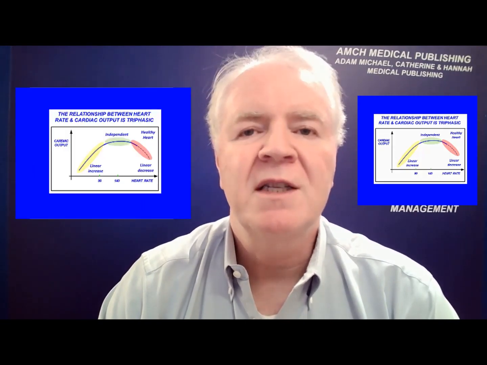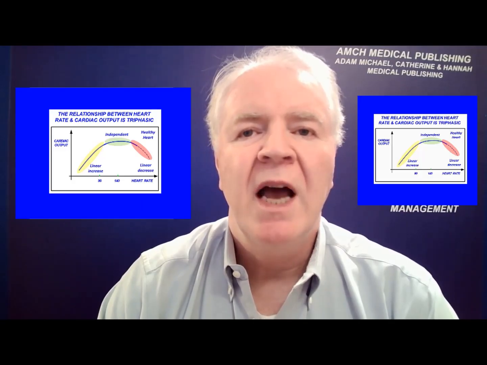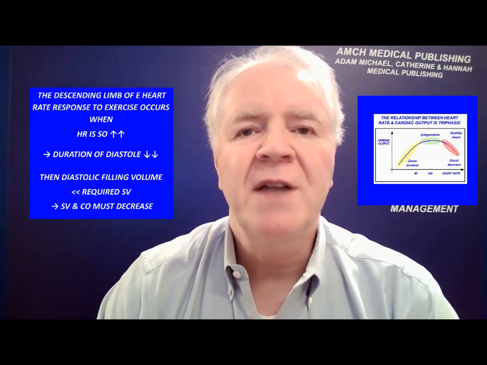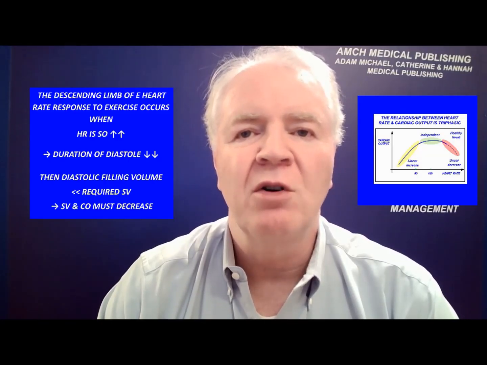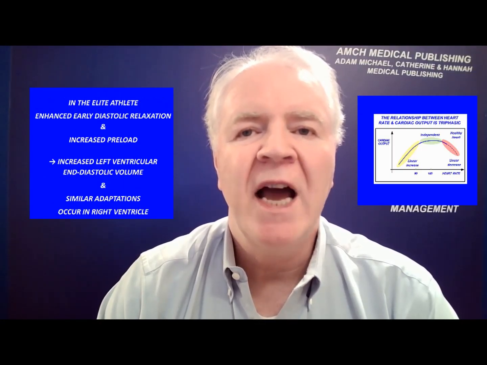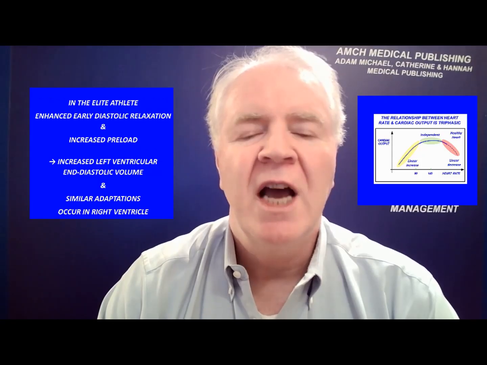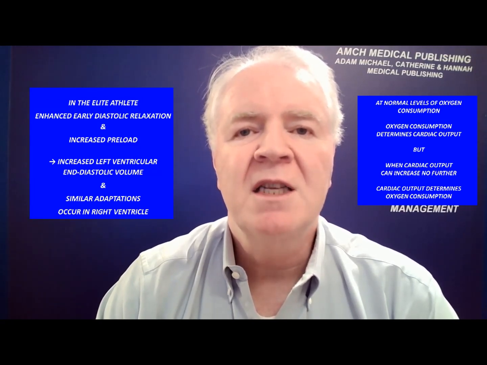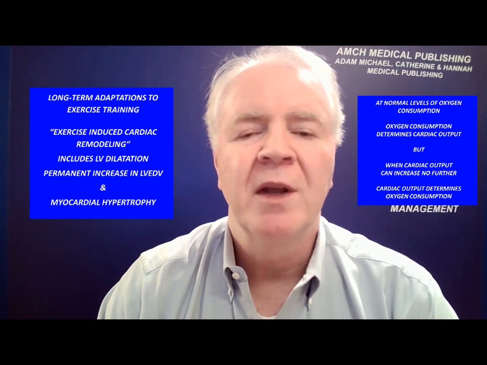So there is an ascending limb, a plateau, and a descending limb, and the descending limb of the heart rate response to exercise occurs when duration of diastole is so shortened that the diastolic filling volume is less than the stroke volume, and so stroke volume and cardiac output must then decrease. Now, in the elite athlete, we see enhanced early diastolic relaxation and increased preload, which produces dramatic increases in left ventricular end diastolic volume. And similar adaptations occur in the right ventricle.